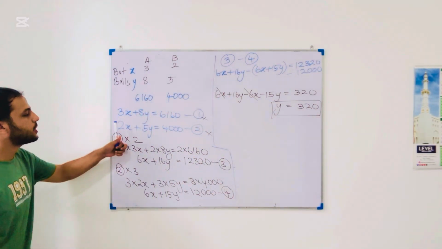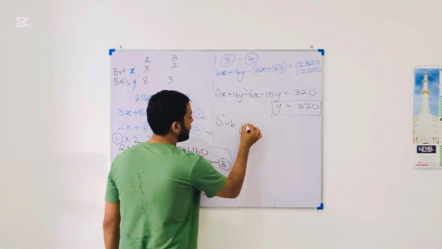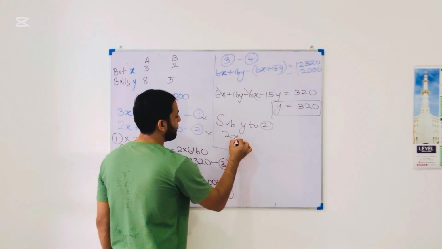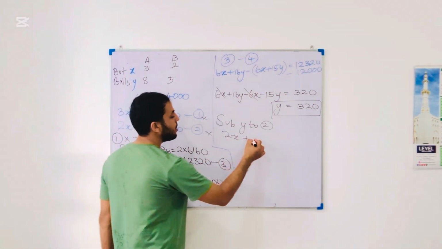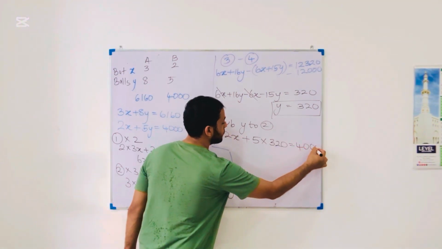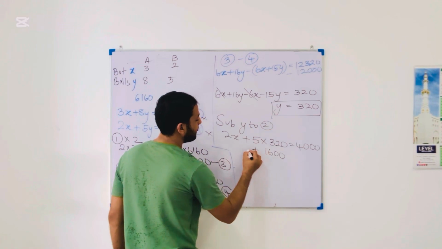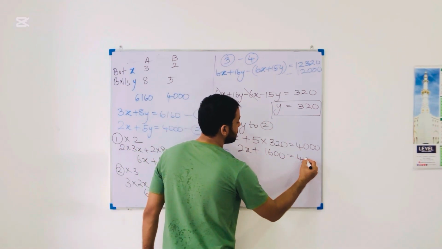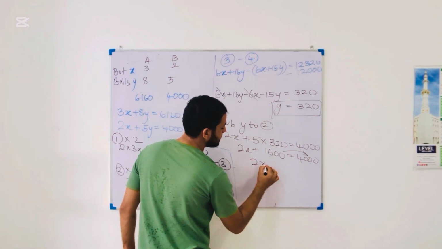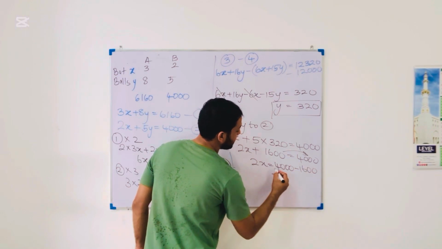Now what you can do, choose either of the equations. I'll use the second one, right? I'm going to substitute y into the second equation. Alright, now I have 2x plus here, I know the value of y now, 5 into y is 5 into 320, that is equal to 1600, equal to 4000. 2x here, that is 4000, take the 1600 to the other side, so I have 2x is equal to 4000 minus 1600, so how much is that?